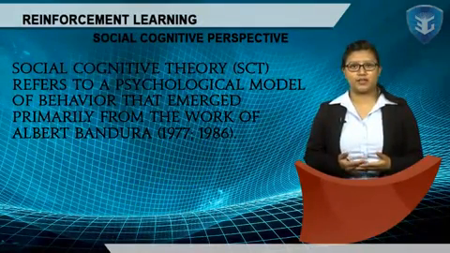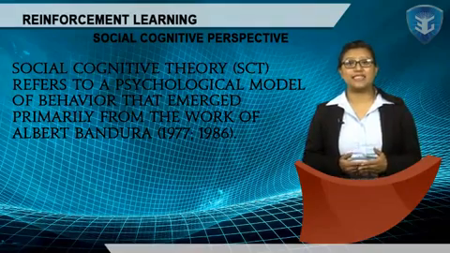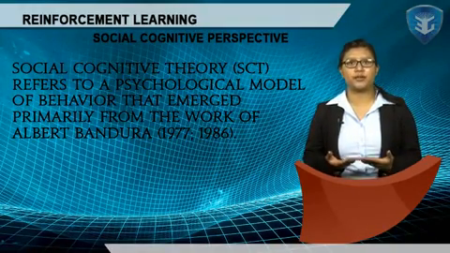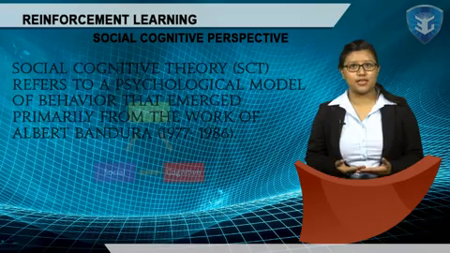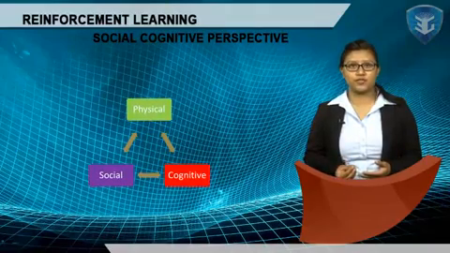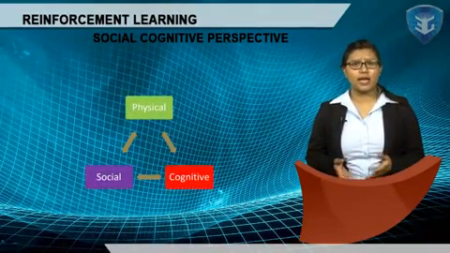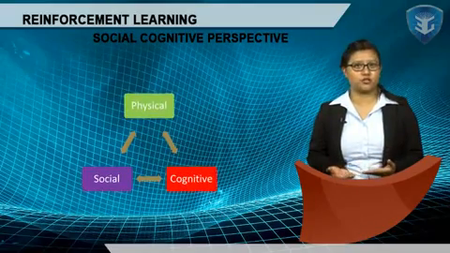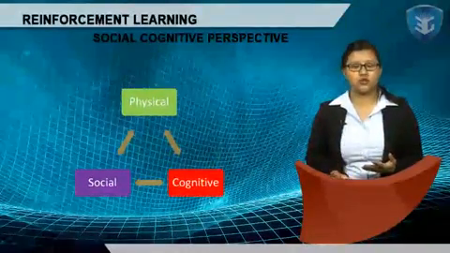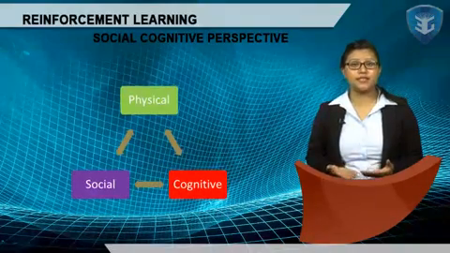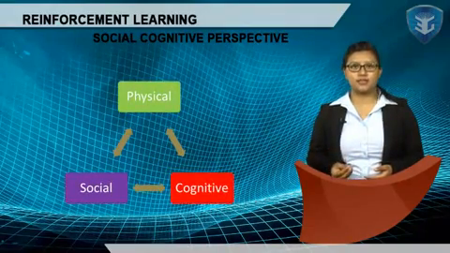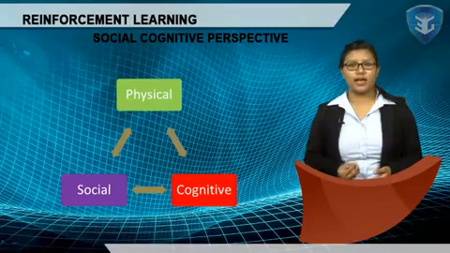Social cognitive perspective. Social cognitive theory, SCT, refers to a psychological model of behavior that emerged primarily from the work of Albert Bandura, 1977-1986. Initially developed with an emphasis on the acquisition of social behaviors, SCT continues to emphasize that learning occurs in a social context and that much of what is learned is gained through observation. SCT has been applied broadly to such diverse areas of human functioning as career choice, organizational behavior, athletics, and mental and physical health. SCT also has been applied extensively by those interested in understanding classroom motivation, learning, and achievement.